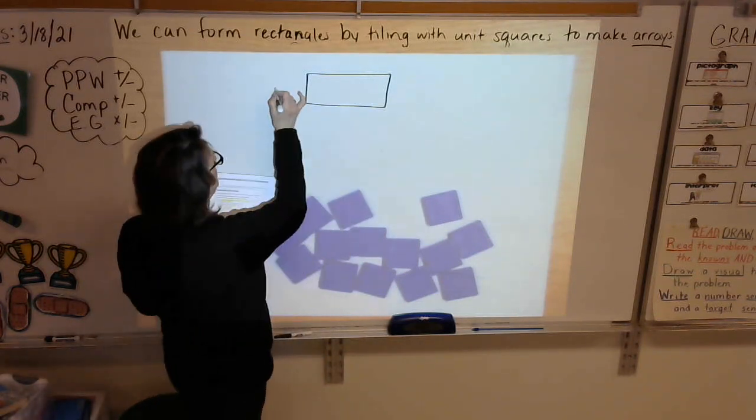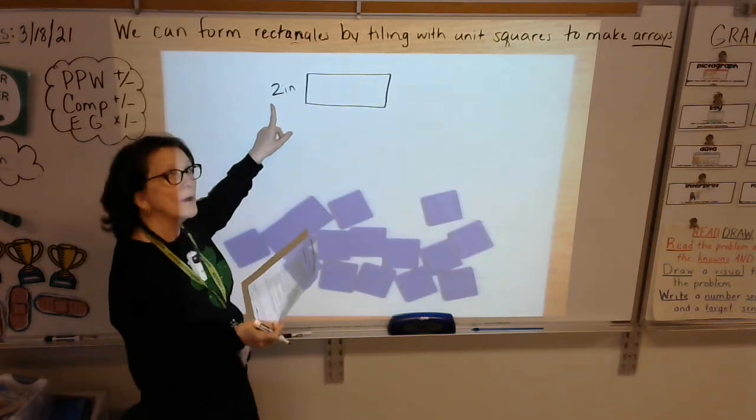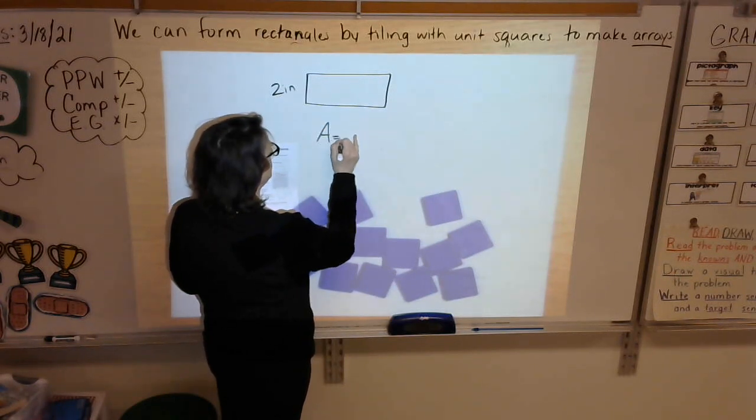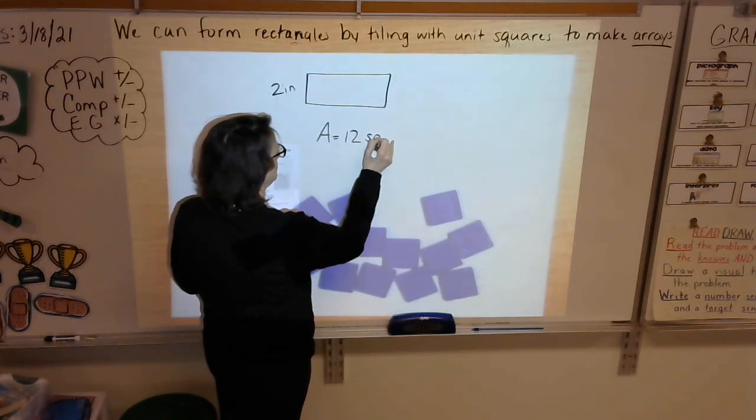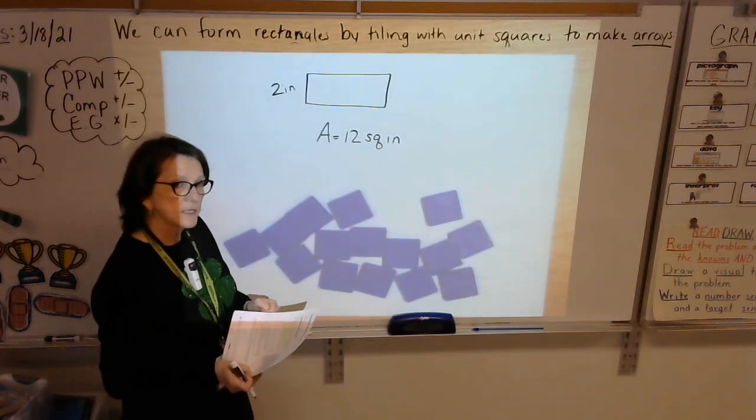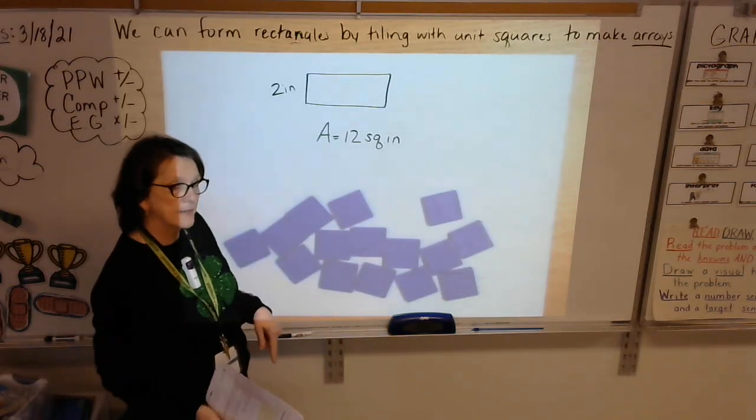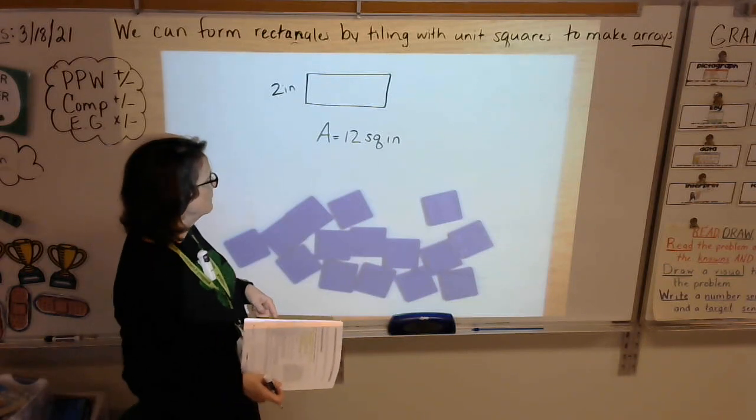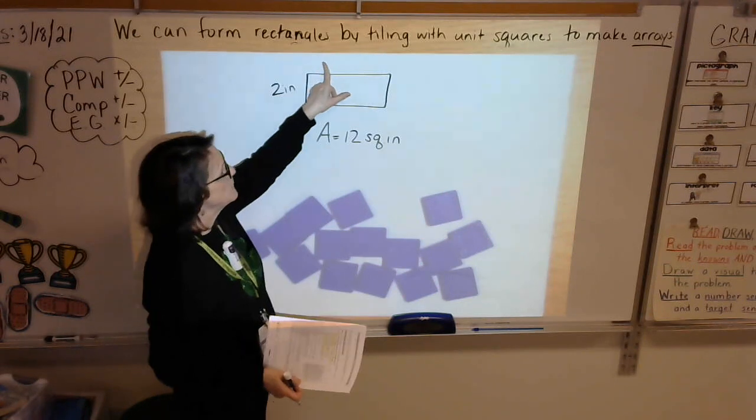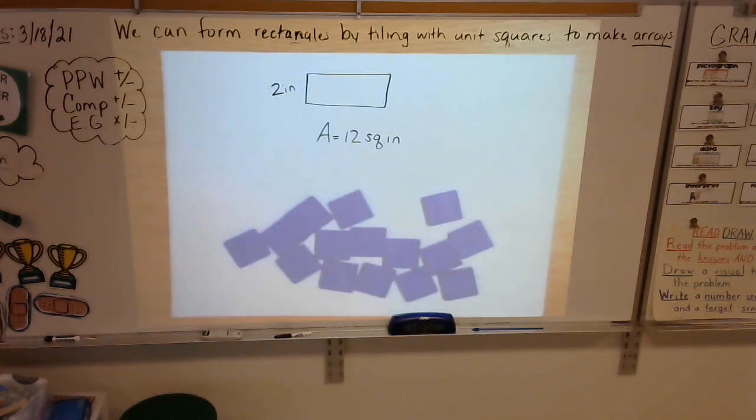And beside it, I'm going to put 2 inches. So that's one thing we know. We know that one side is 2 inches long. I'm also going to put this here. The area equals 12 square inches. So this is where you can use your tiles at home if you would like. And I'm going to go back underneath the Elmo and kind of guide you through what you can do. So we know that this side is 2 inches. We know the area is 12 square inches, but we don't know how long this side is here. So that's where our tiles are going to come in handy. So I hope you can still hear me.